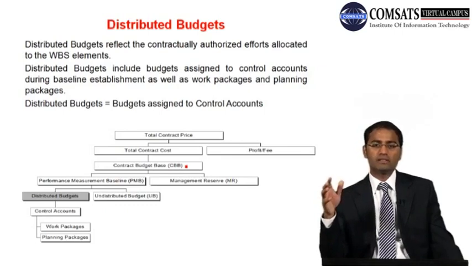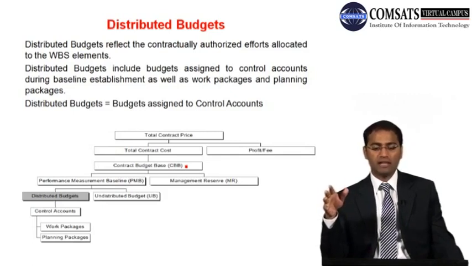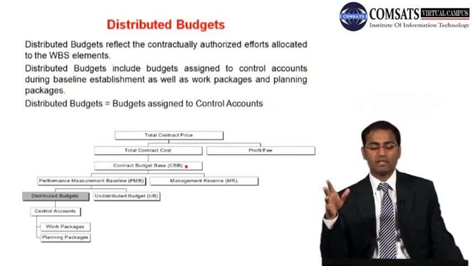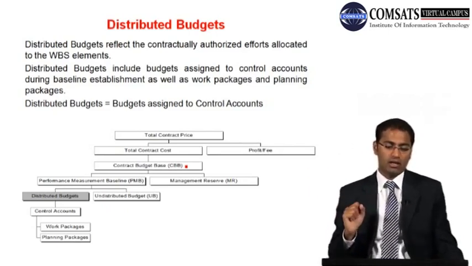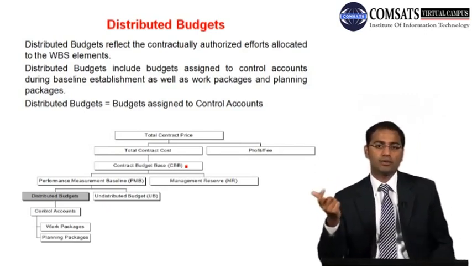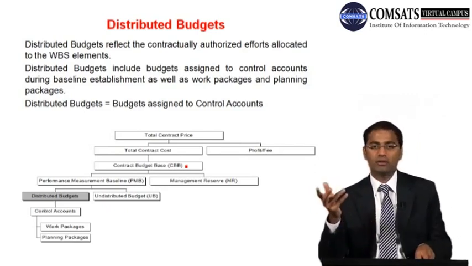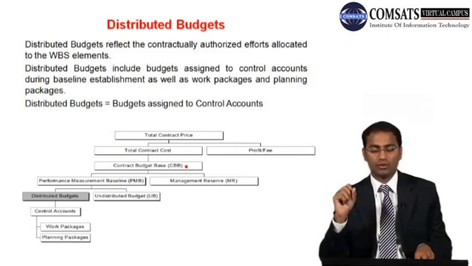So distributed budgets include budgets assigned to control accounts during baseline establishment as well as work packages and planning packages. So distributed budgets are budgets assigned to control accounts. So over there you can have a look. Distributed budgets are actually comprised of planning packages, work packages, and then submission of those into control accounts.